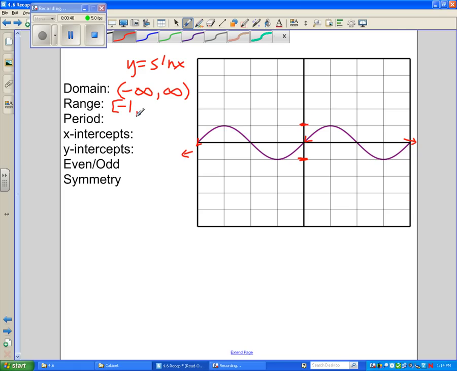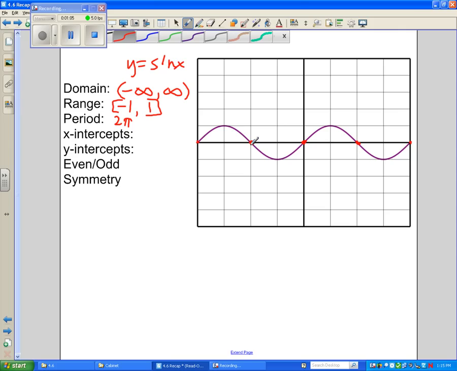So we have -1 to 1. The period, remember sine is defined from the unit circle, so the period is just 2 pi because it takes a complete circle to complete a period. Now the intercepts get a little trickier. We have to talk about all the different places where sine crosses the x-axis. Now there's an infinite number of places, but not all points are obviously the intercepts.